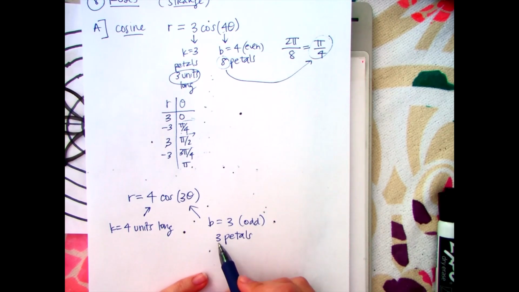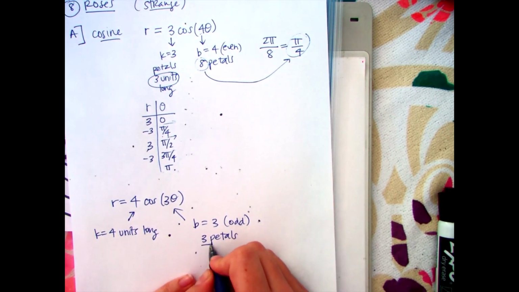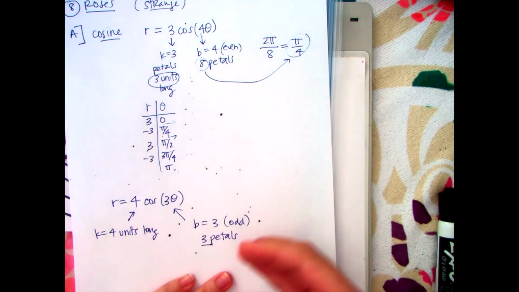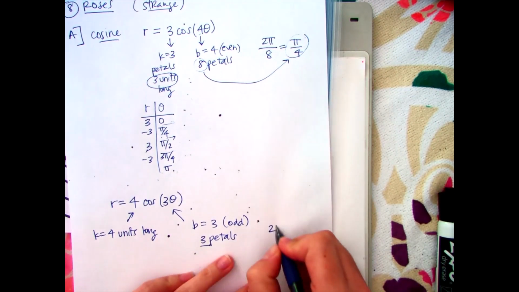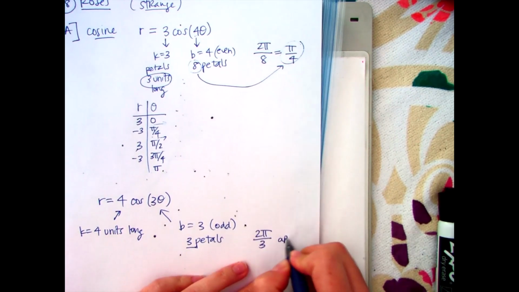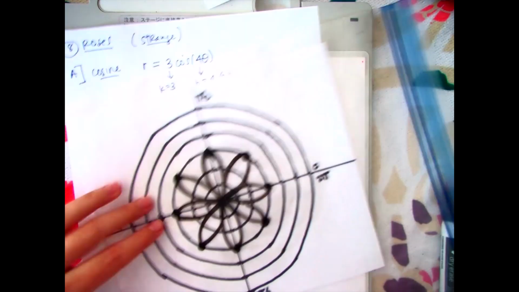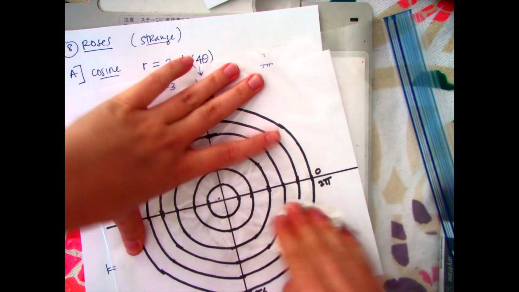All right, so now if we think about this, we need 3 petals over the whole loop around the circle. So there's a petal every 2 pi over 3. So they're 2 pi over 3 apart. So let's look at this graph. We're going to do it the easy way, and then I can show you the hard way.